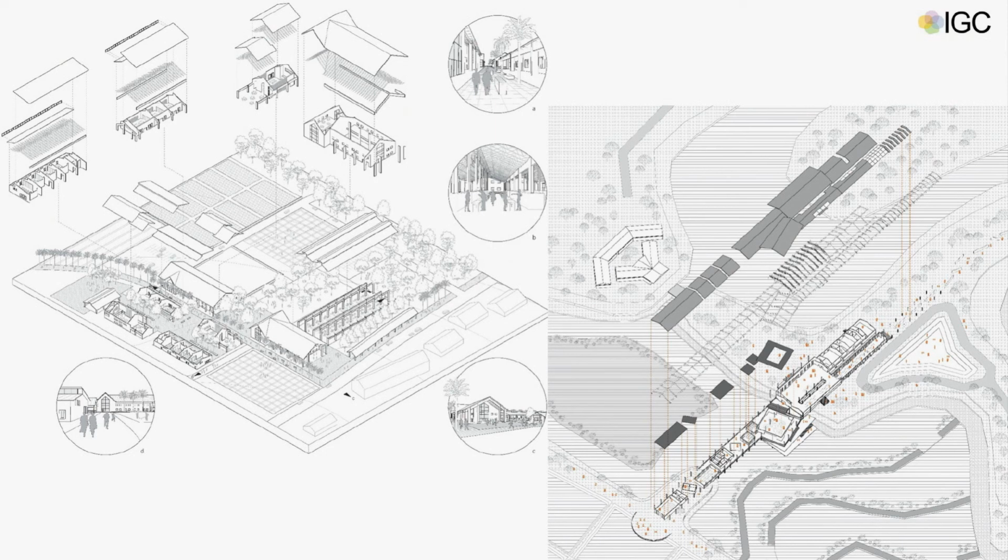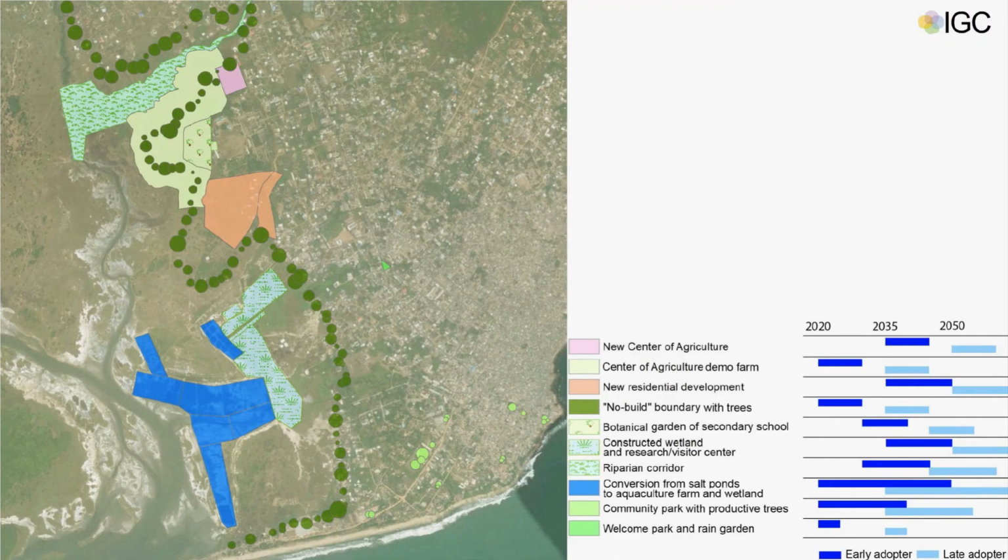And architecture students looked at the possibility of opening a new center of agriculture and food to introduce sustainable farming practices, as well as healthy diets, to the local communities. They also envisioned a new lagoon research center, which can also work as a visitor center and an exhibition and culture center for future ecotourism development. And so that's the spatial arrangement of all the projects.